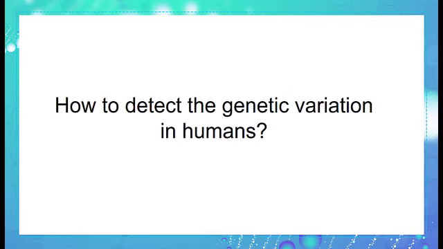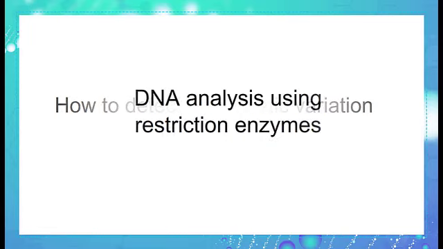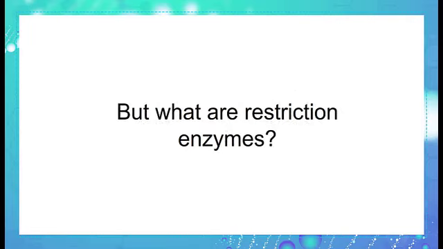Then, how is the genetic variation detected in humans? How to know whether someone has a certain allele or not? The answer is DNA analysis using restriction enzymes. But before we study DNA analysis in humans and for what purpose it is made and what techniques it uses, let's find out what restriction enzymes are and how these enzymes help in detecting the different alleles of a human gene.